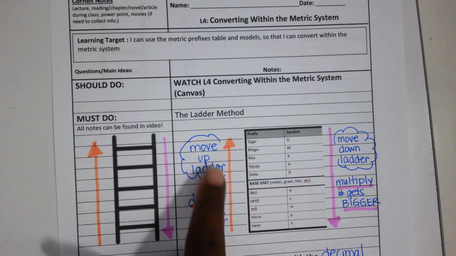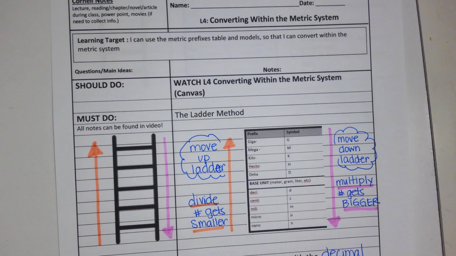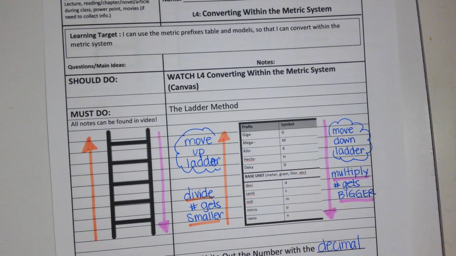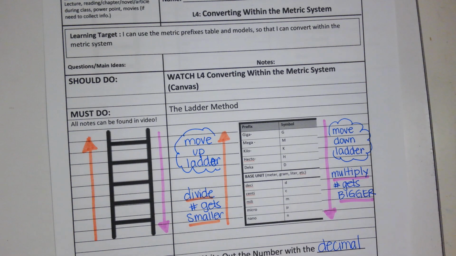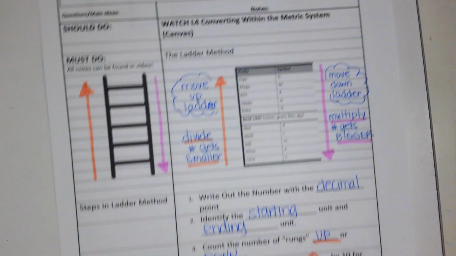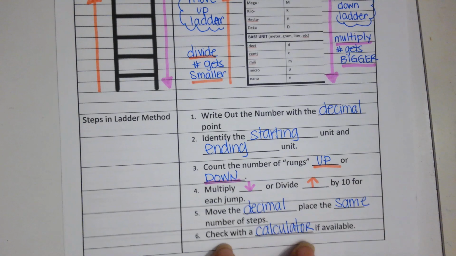Anytime you're moving up the ladder, things at the bottom look smaller. We're going to divide so that they get smaller. And anytime we move down the ladder and get closer to things, it gets bigger. So when we move down the ladder, the number is going to get bigger. Fill in these steps on your answer sheet.